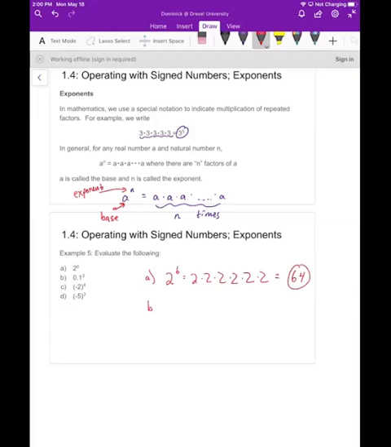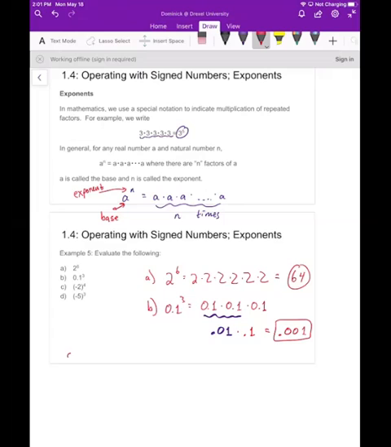Right? In part B, you have 0.1 to the 3rd, which is 0.1 times 0.1 times 0.1. All right, now on this one, you're really just moving the decimals over, right? So 0.1 times 0.1 is 0.01. And then I want to multiply it by 0.1 again, so that's going to give me 0.001.